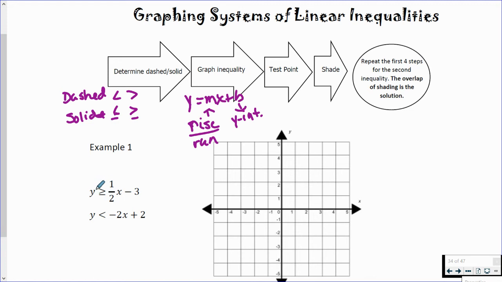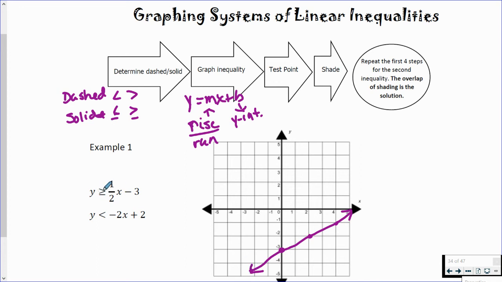So for right now, we know that this has a slope of 1 over 2 and a y-intercept of negative 3. So we start our graph at negative 3. We rise 1, run 2, rise 1, run 2. It is allowed to equal, so it's greater than or equal to here. So we're going to go ahead and make a straight line, solid line, right through those 3 points. So we've graphed that part.